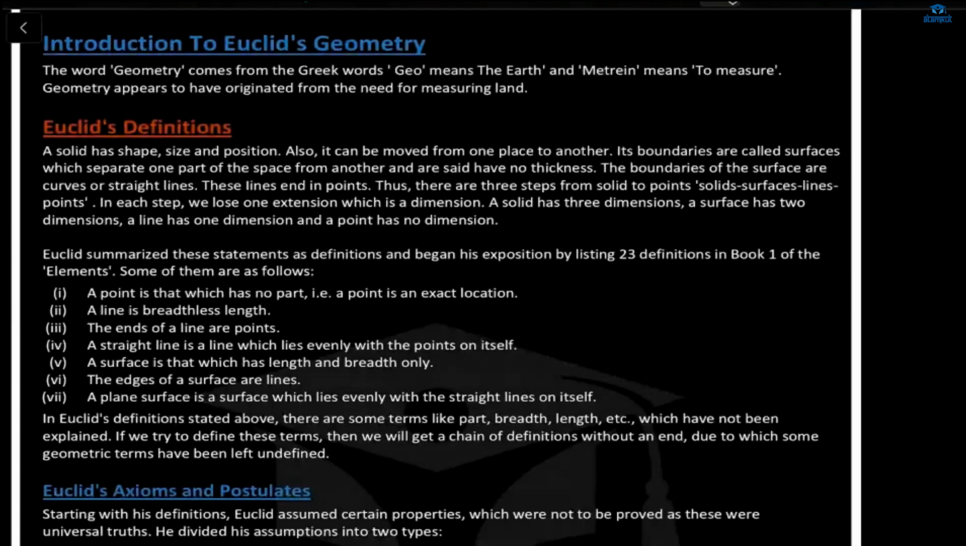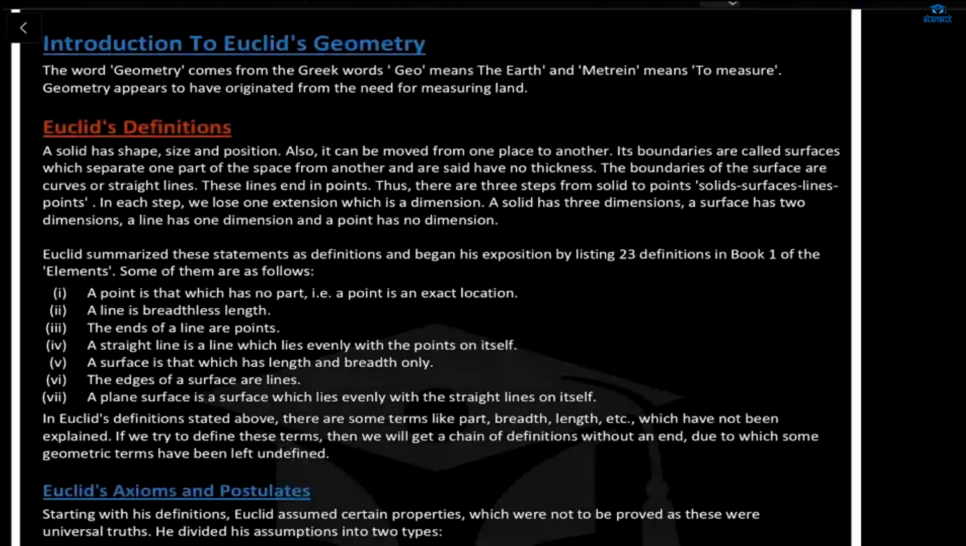The boundaries of a surface are curves or straight lines. These lines end at a point. Whenever we draw a line, there are end points to it, two end points, one on each side. If it's a ray, you can extend that line on both sides. Thus there are 3 steps from solid to points: solid, surface, lines, points.